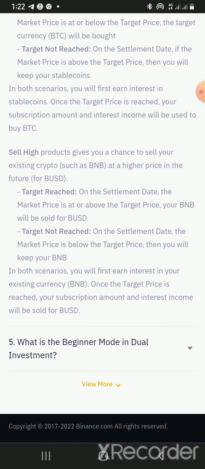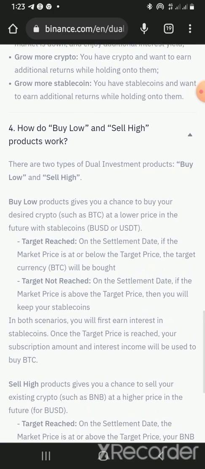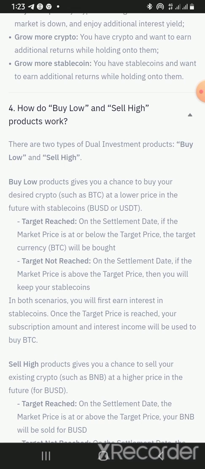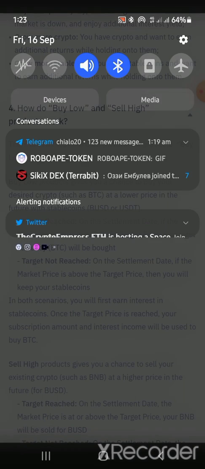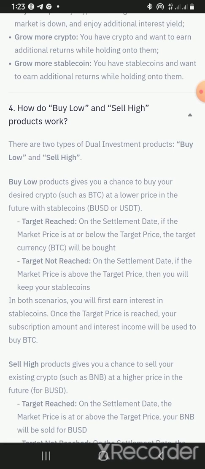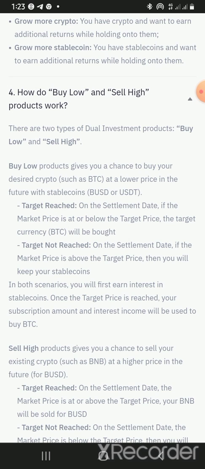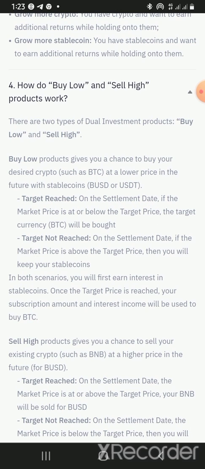You see what this means is, and they said once the target price is reached, your subscription amount and interest income will be used to buy BTC. So let me just briefly explain this. For example, I have BTC now in my possession. Maybe I bought BTC, but people would like to hold BTC. So I bought BTC and I said that okay, by the 20th of this month, BTC is going to attain the price of $21 by the 20th of this month. So today's date is 16th. So if I subscribe to that dual investment, there is a particular annual yield interest they are going to be giving me for subscription of that particular product, that is a dual investment product.